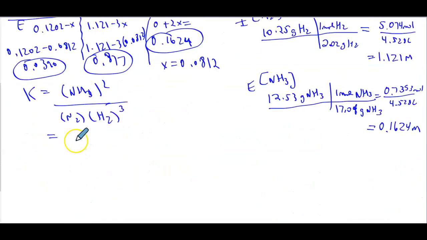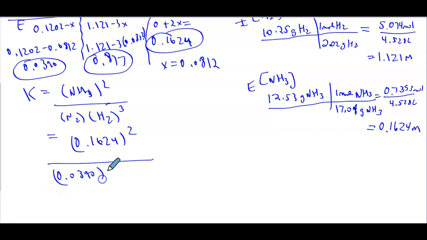So we're going to do 0.1624 squared over 0.0390 and 0.877 cubed. I'm looking at this up here. I'm going to put my equal sign over here because that looked a little weird when I looked up and I don't want you all confused. So this is the work I did for up there.